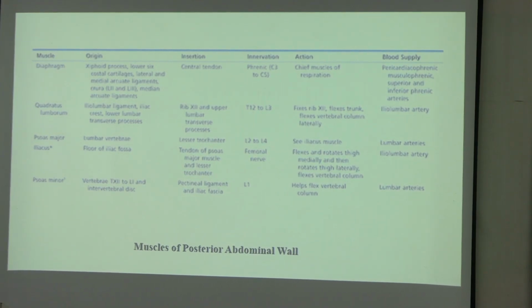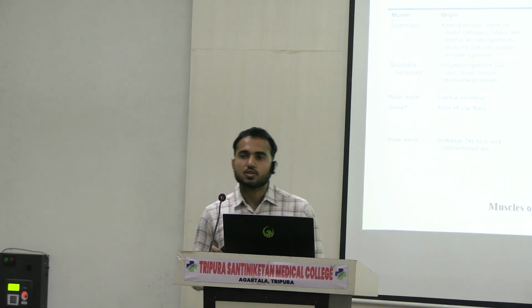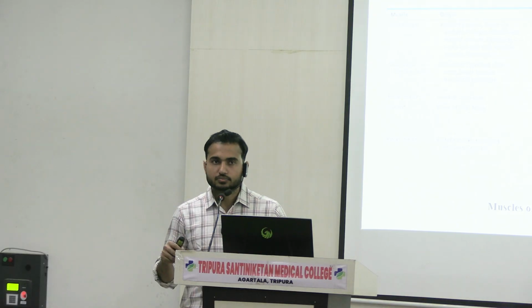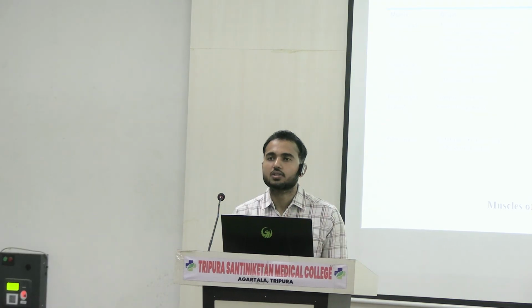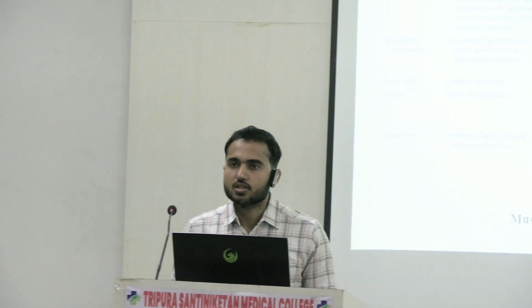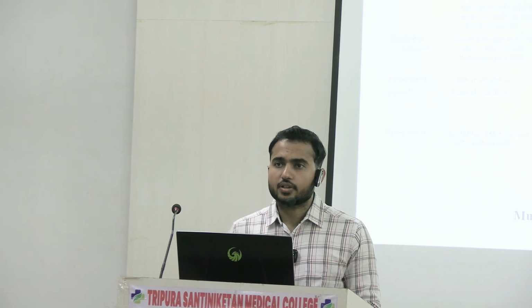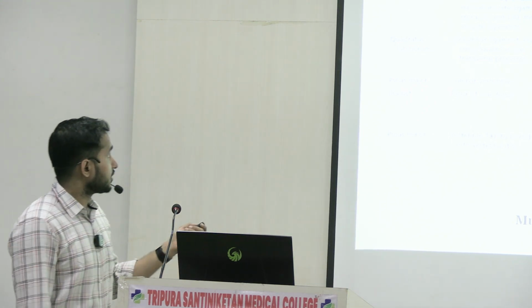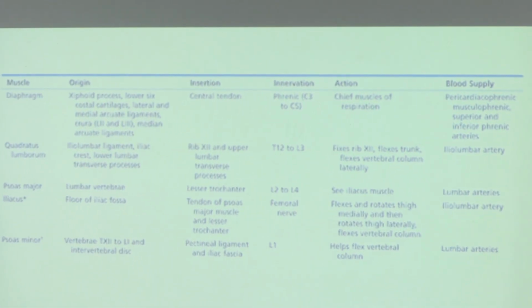So what are the muscles present? First is the psoas major muscle. The respiratory diaphragm is also there. As I said, the diaphragm has three parts. Anteriorly it is attached to the lower part of the sternum. Then laterally it is attached to the lower 6 ribs, and posteriorly to the crura of the diaphragm. These are the attachments of the diaphragm, as you can see over here: the xiphoid process, lower 6 costal cartilages, and the arcuate ligaments. These are the origins of the diaphragm.